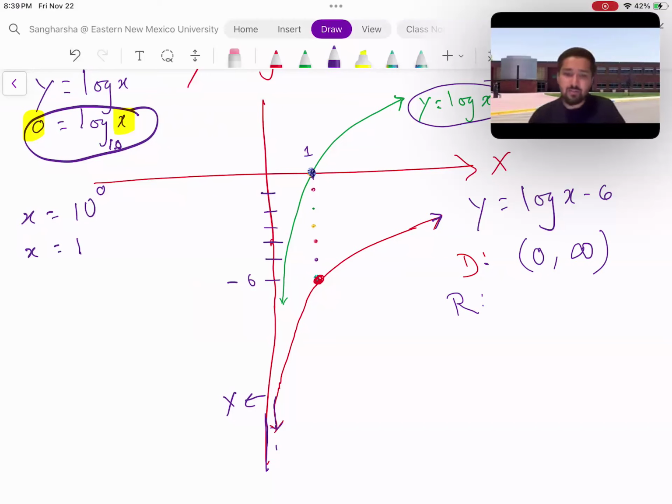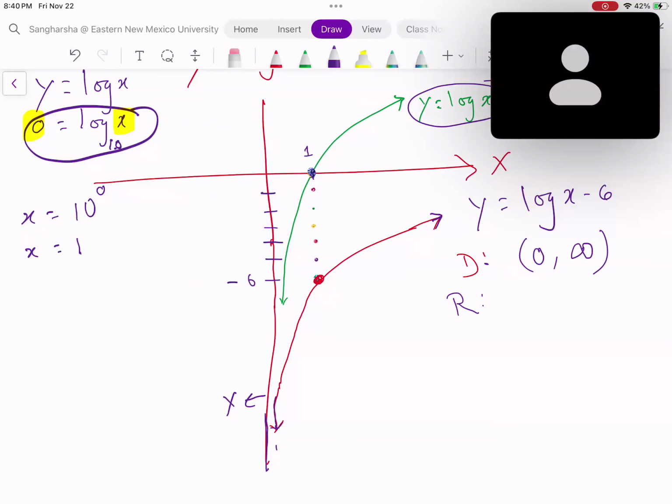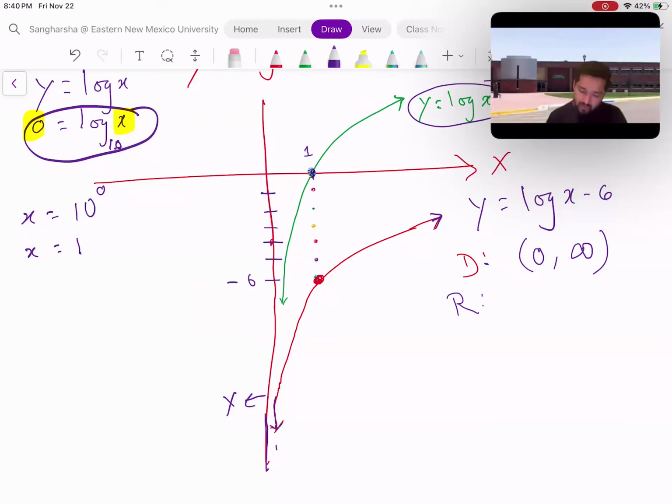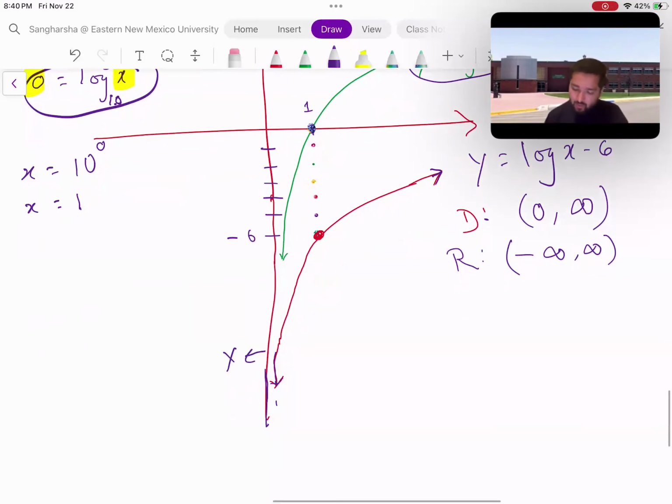What about the range? What is the range for this function? Anyone, please? What do you think? Negative infinity to positive infinity. That's right. When you extend the graph on the left, it goes all the way down to negative infinity. And if you extend on the right, it goes all the way up. So all real numbers. Now, what kind of asymptote do we have here? Horizontal asymptote or vertical asymptote?